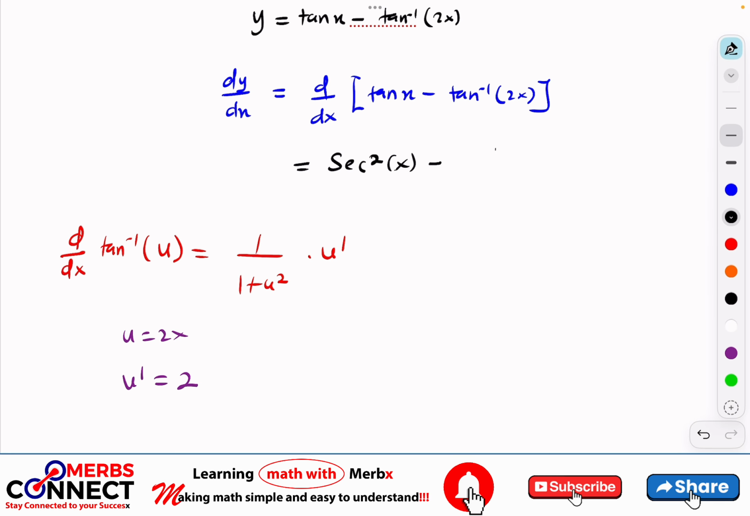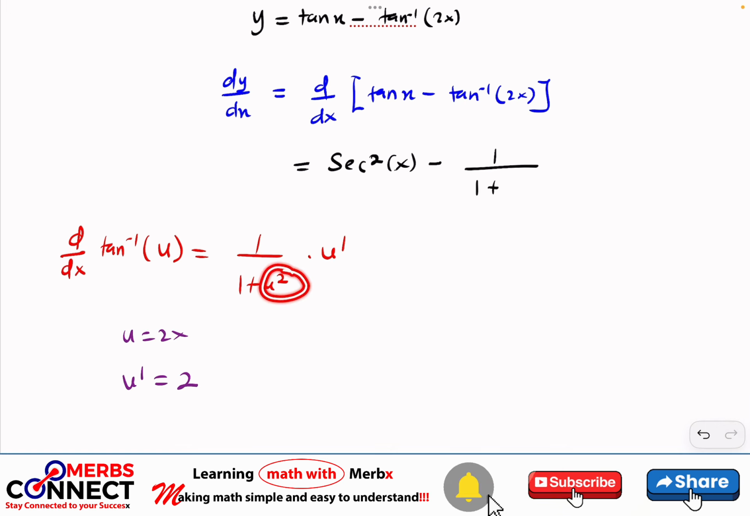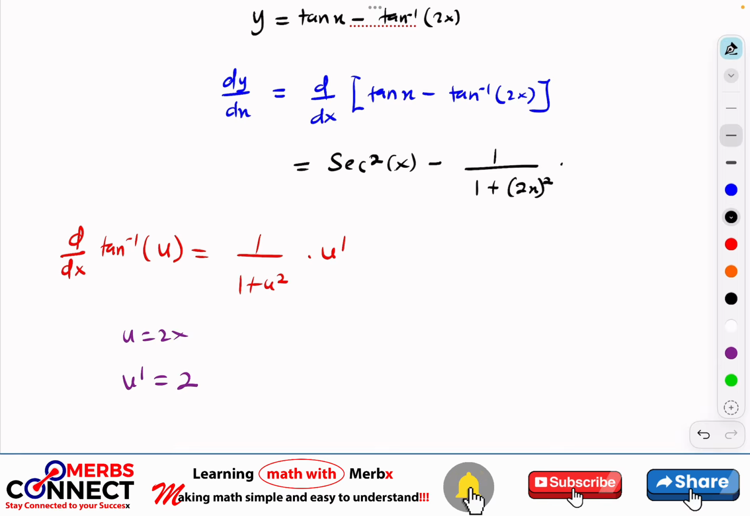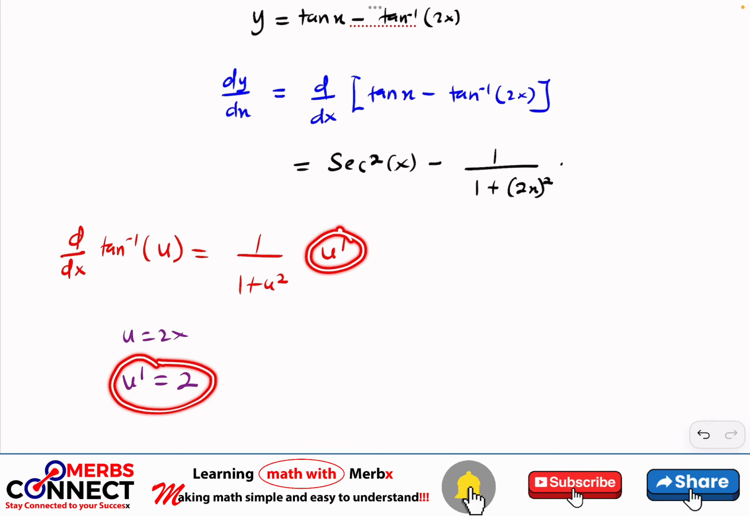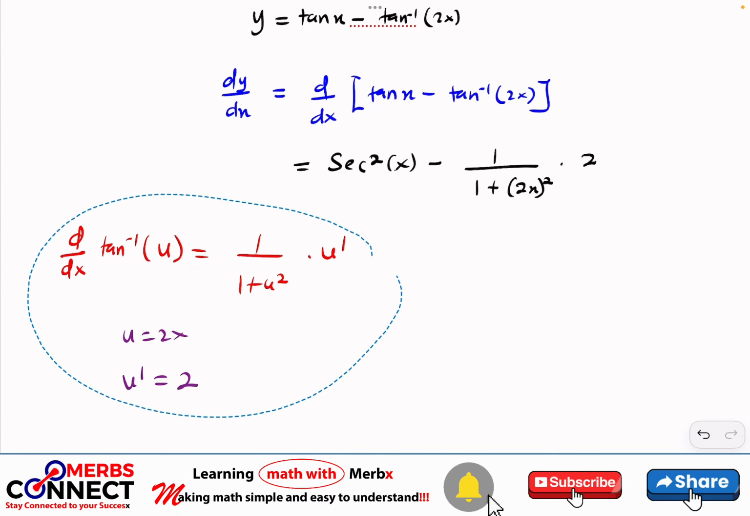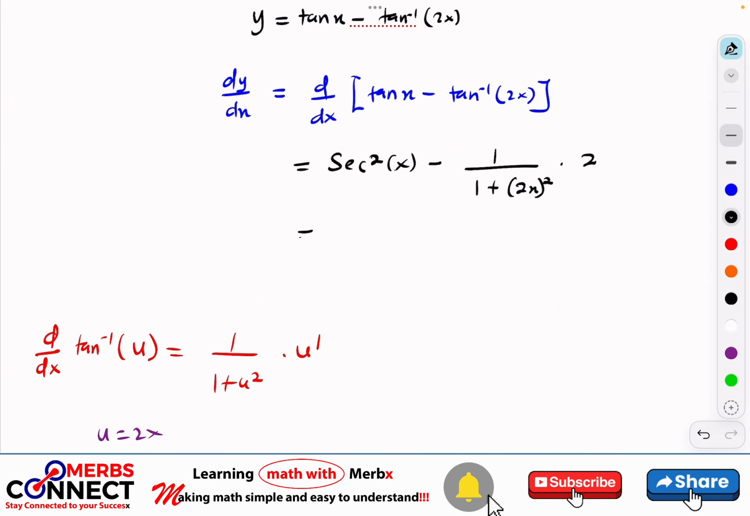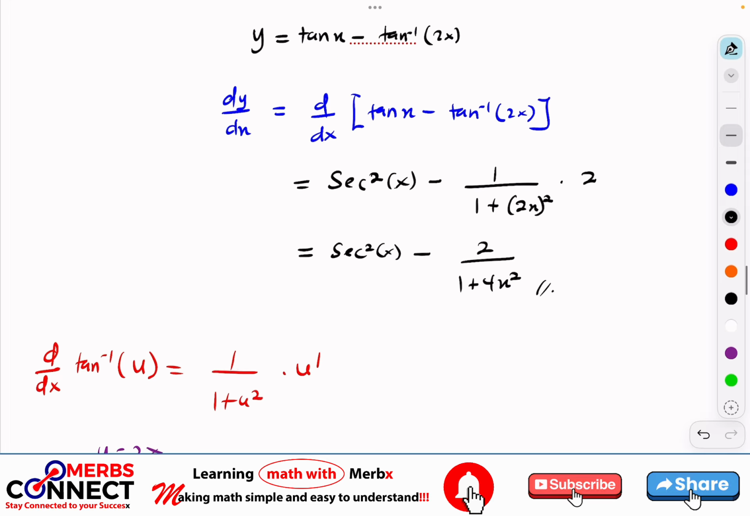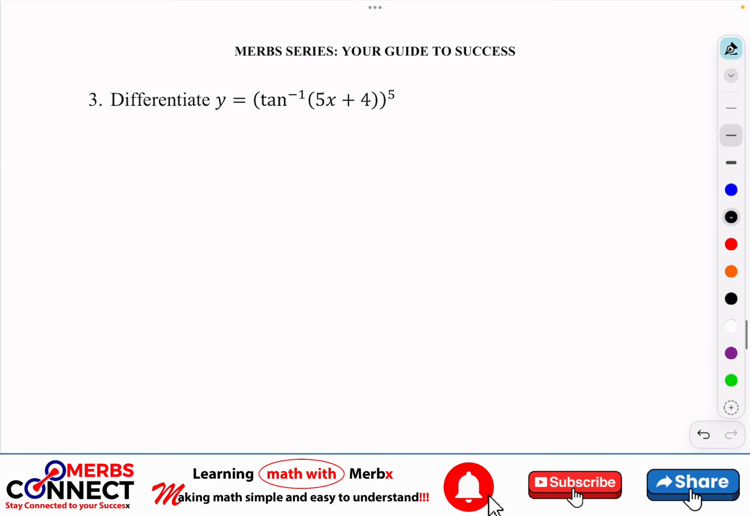So this is going to be minus 1 divided by 1 plus u squared, u squared, where u is equal to 2x. So we are going to have 2x squared times u prime. u prime is 2. So this is going to give us 2. Nice. So this is what we are going to get. Very, very simple, right? Great. So this is going to give us secant squared of x minus 2 divided by 1 plus 4x squared. Wow. This is amazing. Let's do more practice and then we see what is going to happen.